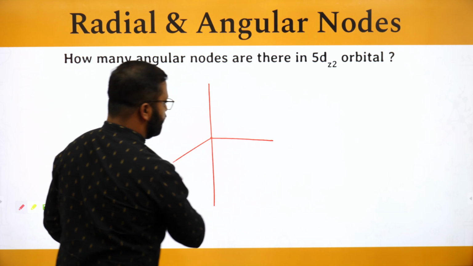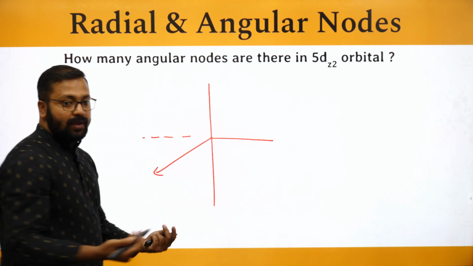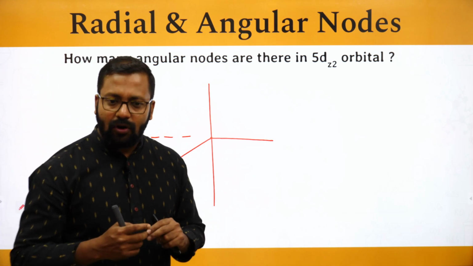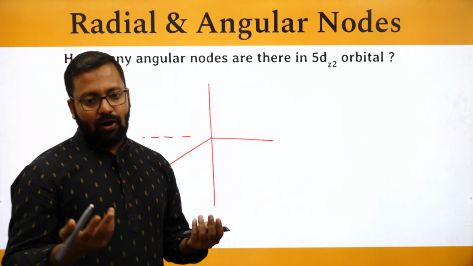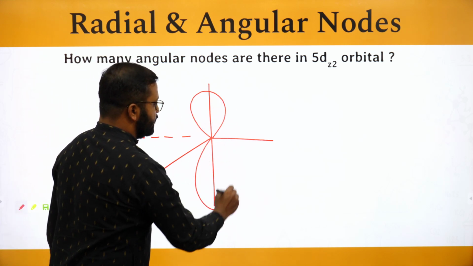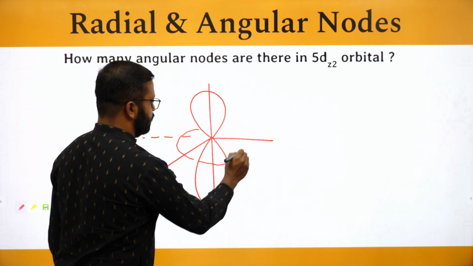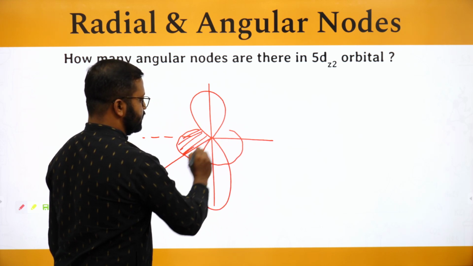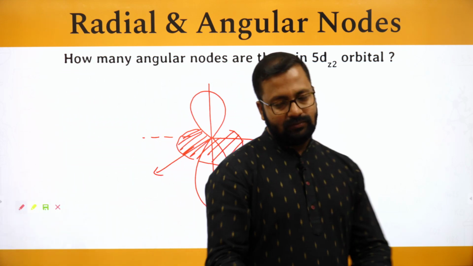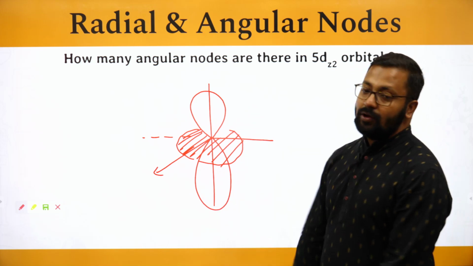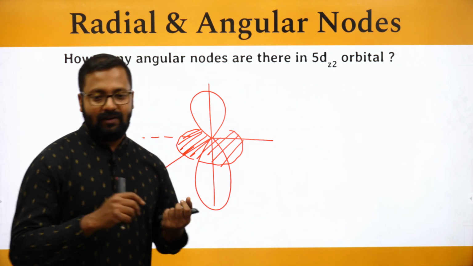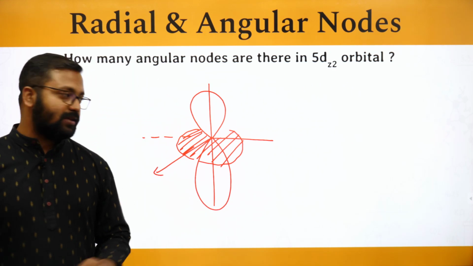Please write to me at saurav.goswami@vedantu.com. This is what a dz square looks like. It's two lobes within a donut. So you have to identify how many angular nodes there are for this. Please write your answers to saurav.goswami@vedantu.com. I'll be happy to reply to you guys.